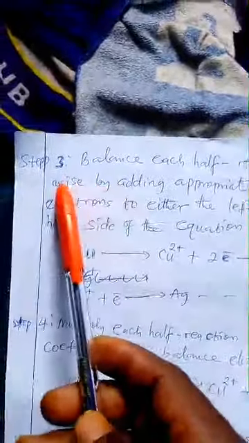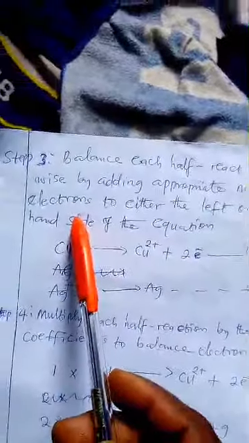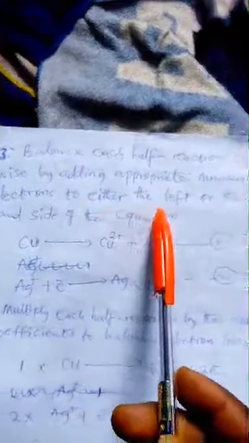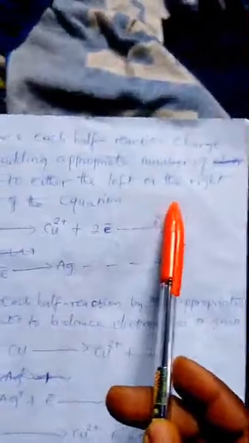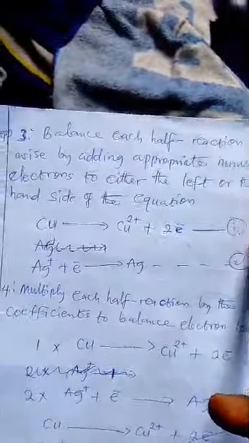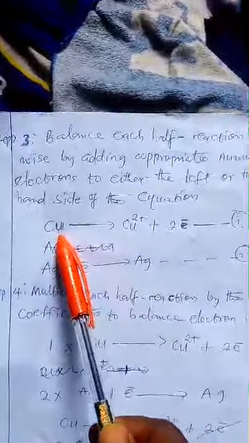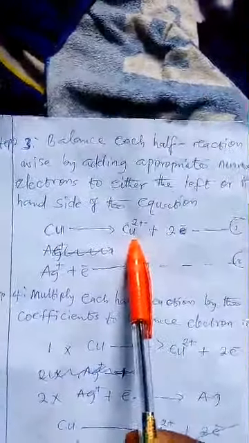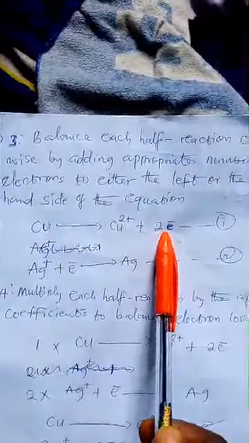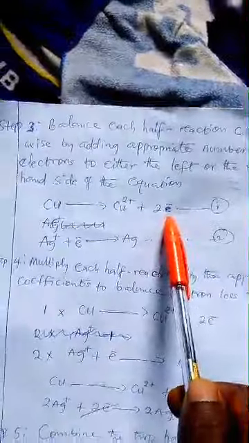Then step 3, balance each half reaction charge-wise by adding the appropriate number of electrons to either the left or the right hand side of the equations. And this copper metal, when it ionizes, releases 2 electrons. Here are the 2 electrons. It releases 2 electrons when it ionizes.